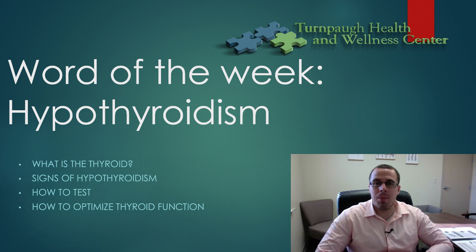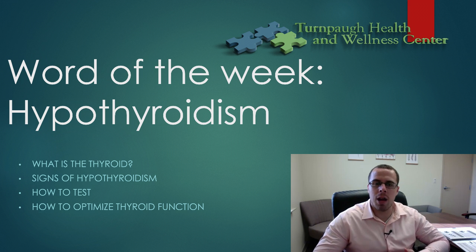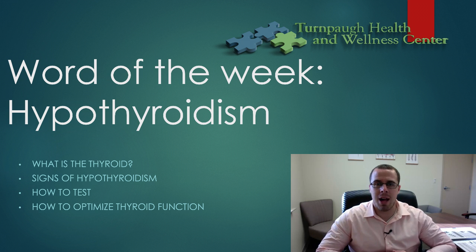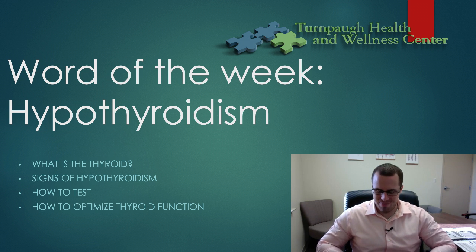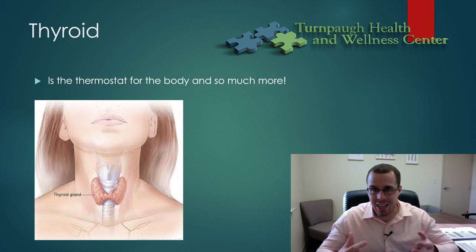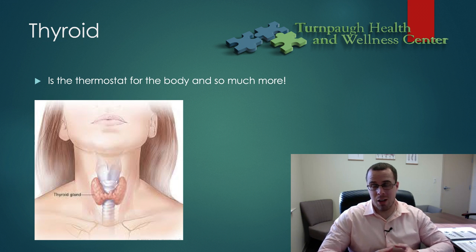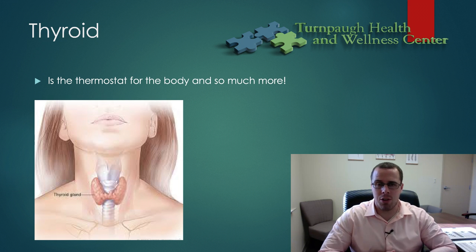Today we're going to be talking about hypothyroidism, and we'll be talking about what the thyroid is really quickly. We'll be talking signs of hypothyroidism, how we want to test for hypothyroidism, and then how we optimize the thyroid. Let's dive in. I'm going to try to go for a cursory overview here and not go as lengthy as I usually do, so we're not going to dive into the stringent details, which I like. Maybe we'll have that for another conversation.